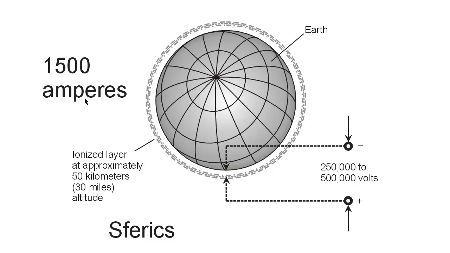But the average current, once again, the correct choice for this question is choice C, 1,500 amperes on the average discharged in this capacitor.